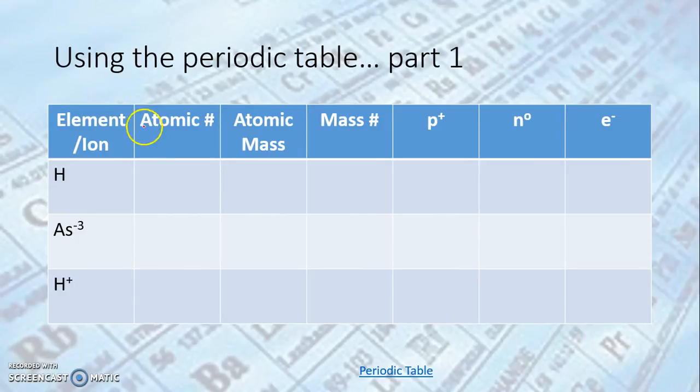Okay, so how can we use the periodic table? Well, I like to refer to this as atomic math. Other people say something different. But we're going to go through this first one together, and then I want you to try these bottom two on your own. All right, so our element is H, which would be hydrogen. Hopefully you all know that. But if you don't, you have a periodic table.